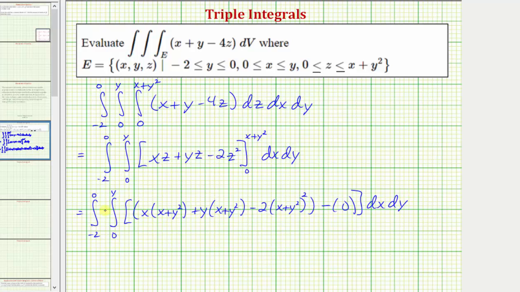And now we'll go ahead and simplify here. So here we'll distribute x, so we have x squared plus xy squared. Here we'll distribute y, so we have plus xy plus y cubed. Now here we're first going to square the quantity x plus y squared, which would be x squared plus 2xy squared plus y to the fourth. Then we would distribute the -2, which would give us minus 2x squared minus 4xy squared, and then minus 2y to the fourth.